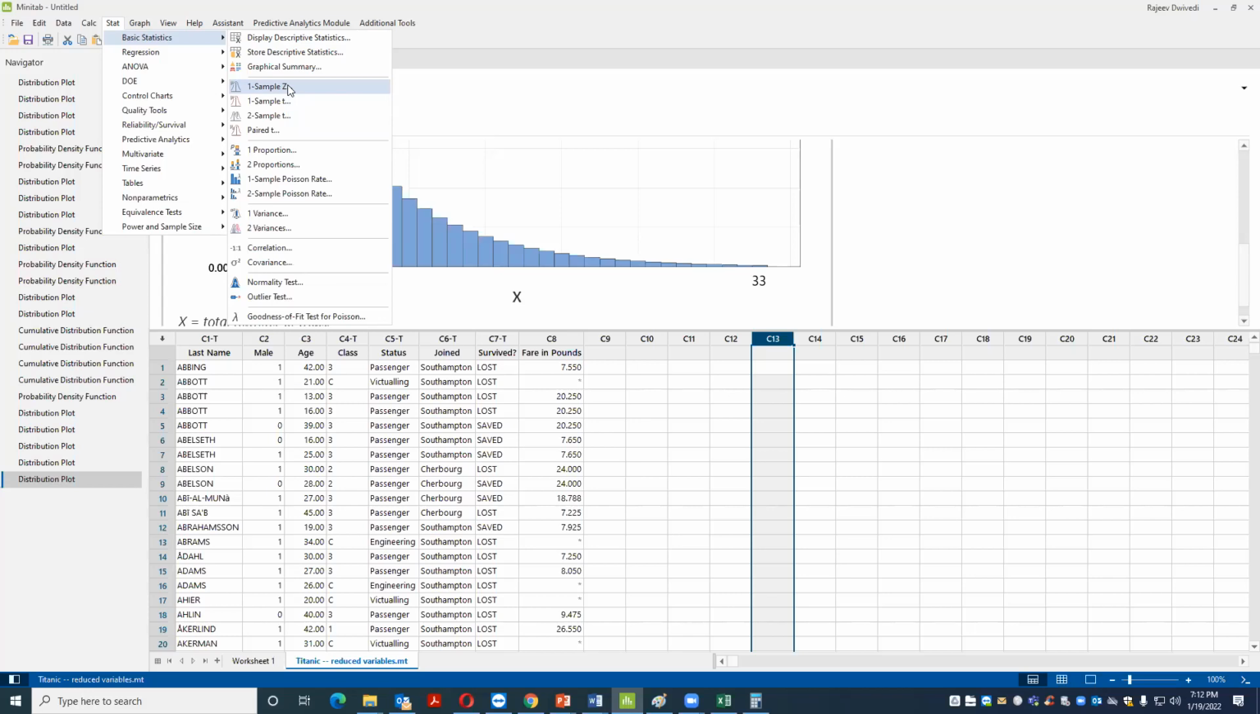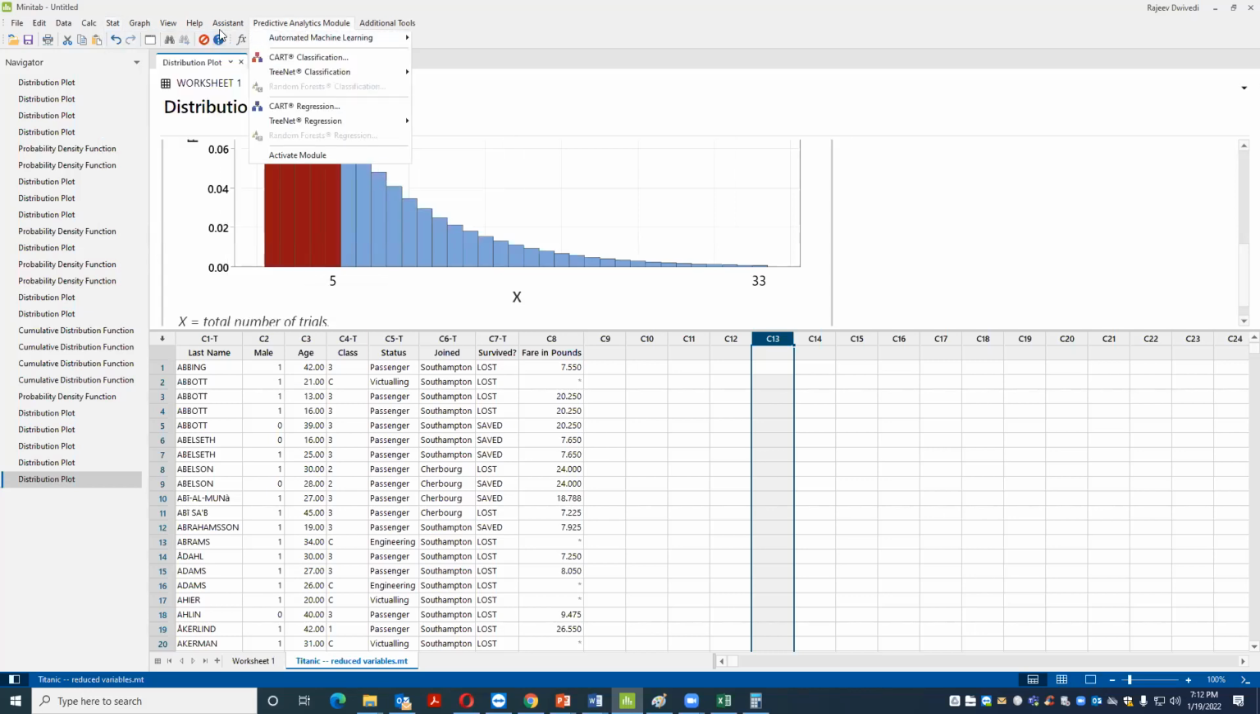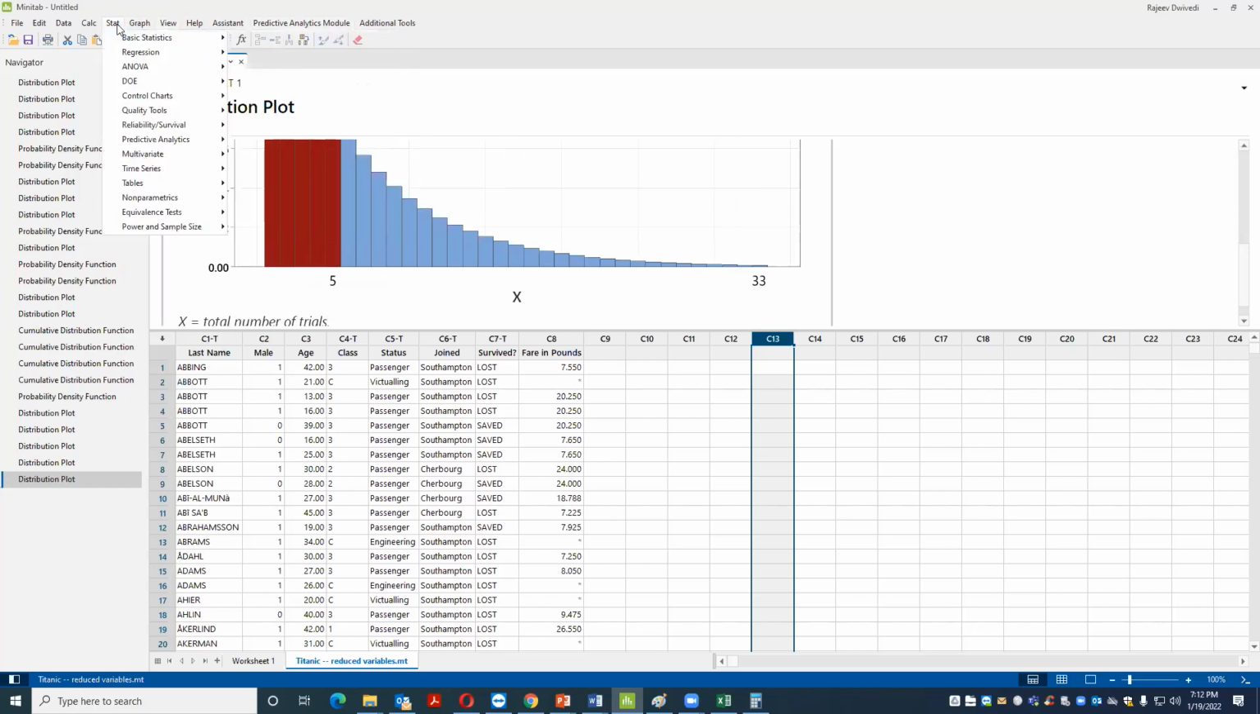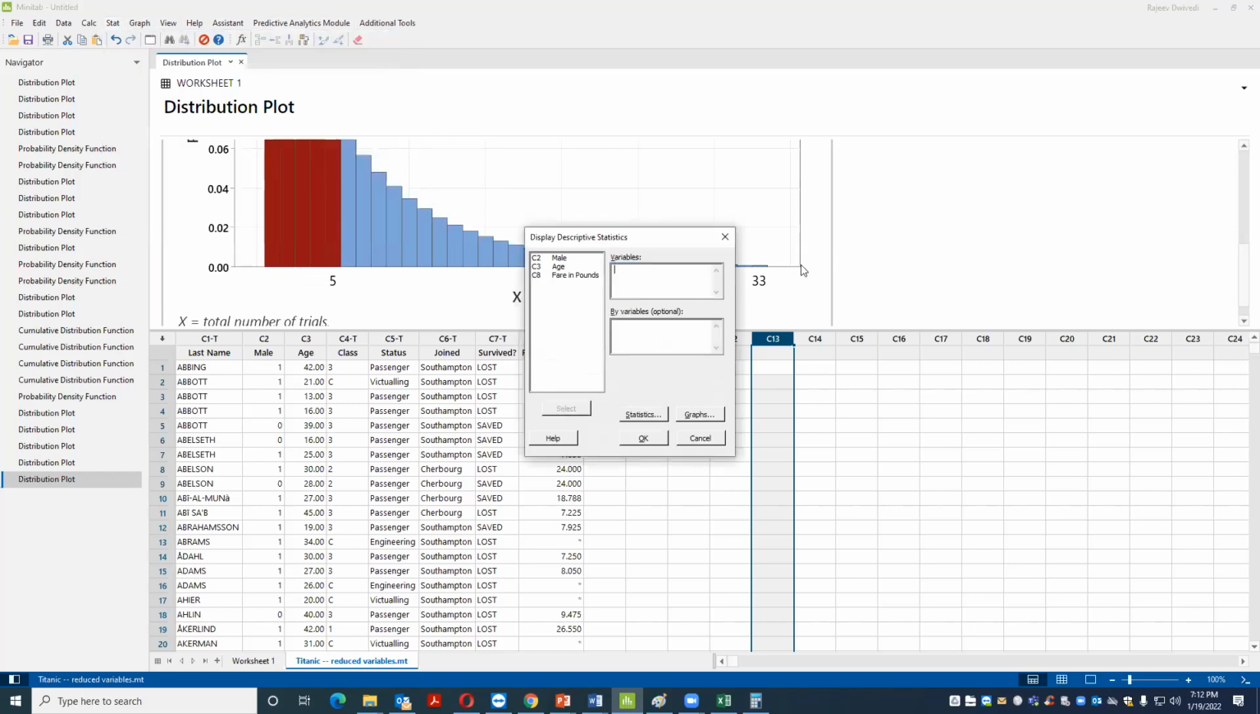Earthquake occurs 3 times in a year. What is the probability that, Jesse, that is chapter number 7. I will explain it in the next class tomorrow. That is the exponential distribution. Here I'm just going to do age and fare in pounds, 2 variables I have.